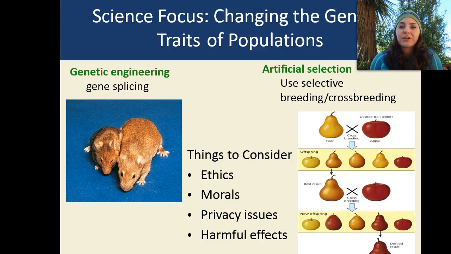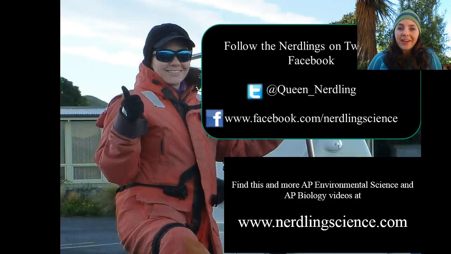So things to consider when we're talking about artificial selection as well as genetic engineering, that we need to consider as humans, are the ethics, the morals behind it, privacy issues, as well as some of the harmful effects that can happen based on what we've altered. Well, I hope that gave you guys a really good explanation of evolution and how it affects biodiversity.